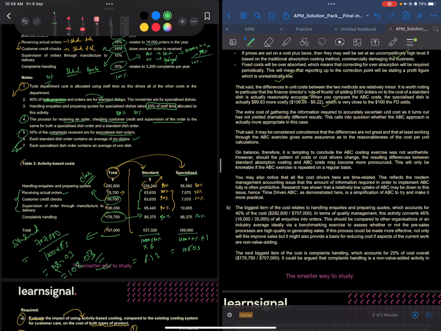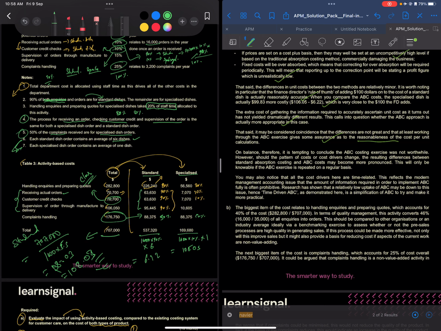Next thing, the extra cost of gathering the information required to accurately ascertain unit cost, as it turns out, has not yielded different results. This calls into question whether the ABC approach is actually more appropriate in this case. It may be considered coincidence that the differences are not great, and at least working through the ABC exercise gives us some assurance as to the reasonableness of the calculations. Rather than using a rule of thumb such as 100, where you don't know if it's accurate or not, you have concrete evidence by doing ABC.